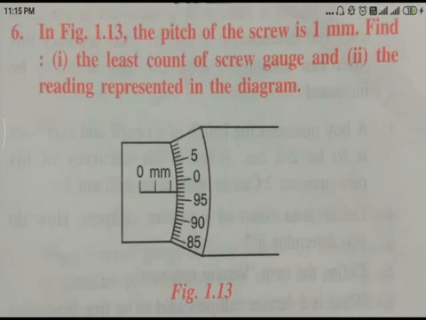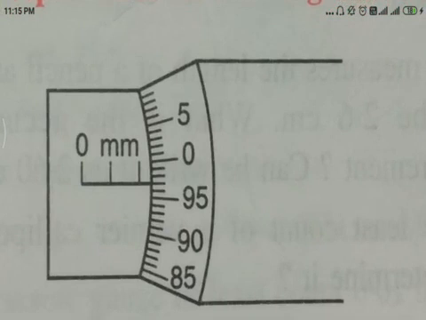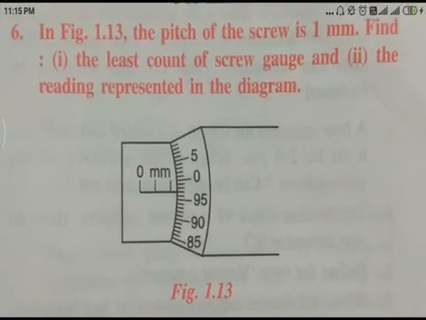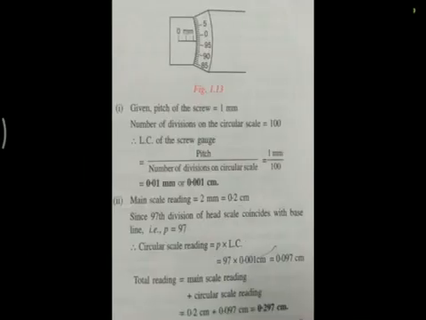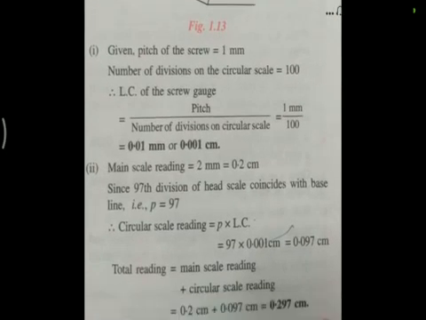Now I want to calculate the circular scale reading. For circular scale reading, what do I need? The coinciding division. So you need to find which one is coinciding. See, 95, 96, 97. So 97 is the coinciding division, right? So 97 multiplied by 0.001. Over here the solution is there. Main scale reading is 0.2 centimeter, as I told you. 97th division is the coinciding division. So circular scale reading will be 97 into 0.001, so it will become 0.097 centimeter.